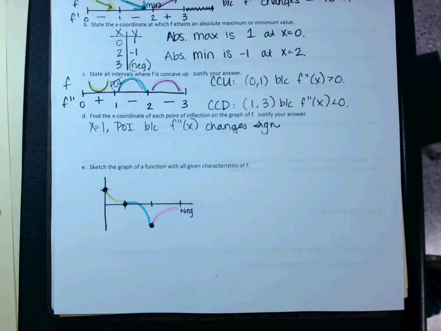Wait, why did we pick F instead of F and then F prime and then F double prime? To plot the points. So F tells you the points, F prime tells you uphill or downhill, and F double prime tells you how to connect them, like arched up or down. So you really need all three. You just use them at different stages.